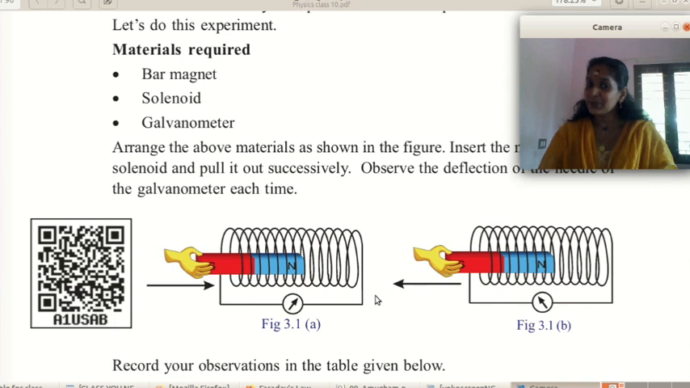Galvanometer is a device used for measuring small current. Here a small current is produced when the magnet is inserted into the solenoid and when it is pulled out. That time also current is produced. When the magnet was outside the solenoid, there was no deflection. That time there was no production of current. When the magnet was steady inside the solenoid, that time also no current was produced.